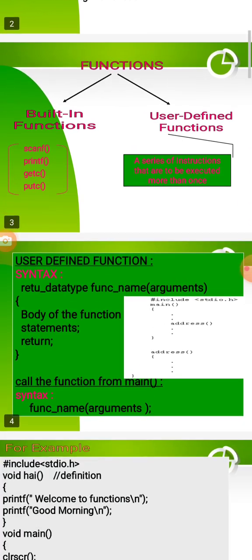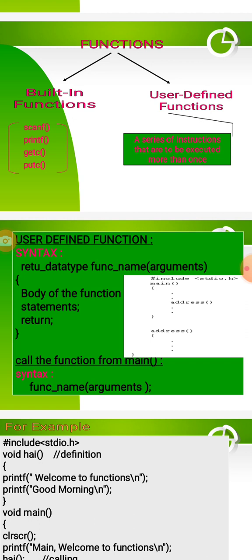So first let us see what a user-defined function is. This is the syntax of how a user-defined function is written. It has the return type of the function and the function name, then the arguments enclosed within parentheses, and the function body should be given inside opening and closing braces, and each line of the function body should end with a semicolon. So this is the syntax for declaring a function.